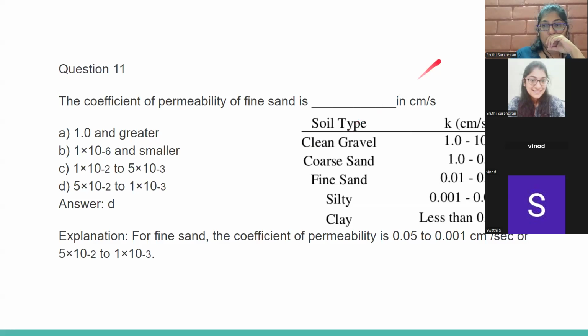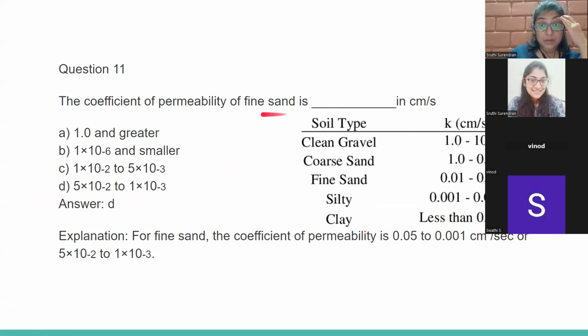Okay. So this portion you'll have to memorize because I don't see any other way. So coefficient of permeability as the size decreases varies in this way. For very clean gravel material, it ranges from 1 to 100 centimeter per second. And as the size reduces, it keeps on reducing. 1 to 0.01, fine sand is 0.01 to 0.001, silty 0.001 to 10 to the power minus 5, and clay is less than 10 to the power minus 6.